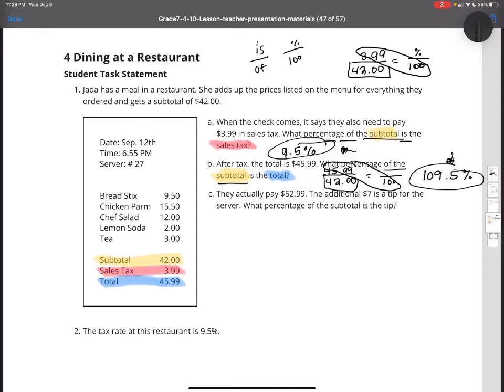It said they actually paid $52.99. The additional $7 is a tip for the server. What percentage of the subtotal is the tip? Okay, so the subtotal is $42, and the is the tip. So the tip was $7. Now notice you don't see the tip on the receipt. Okay.